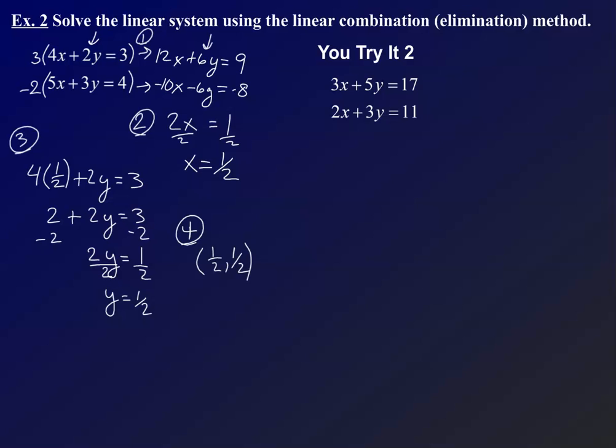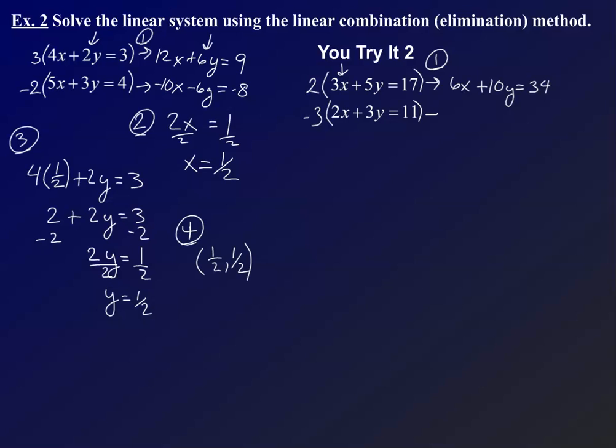So now that you've tried it, I would say this time the smaller ones to work with would be x. So I'm going to multiply the first equation and the second equation because, again, it's 3 and 2. So I'm going to multiply the first equation by 2 and the second equation by negative 3. So 2 times 3x is 6x. 2 times 5 is 10y. And 2 times 7 is 14.